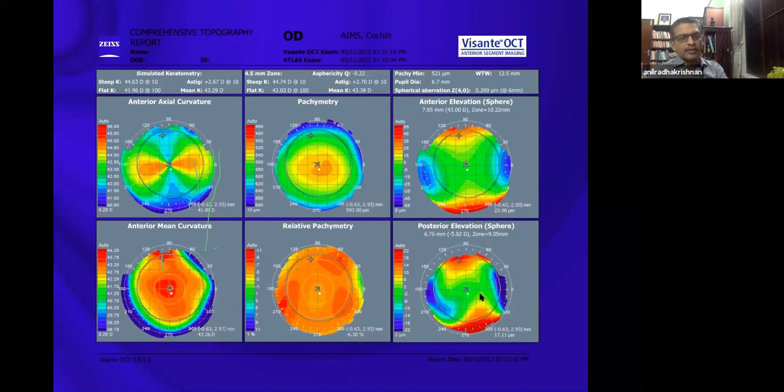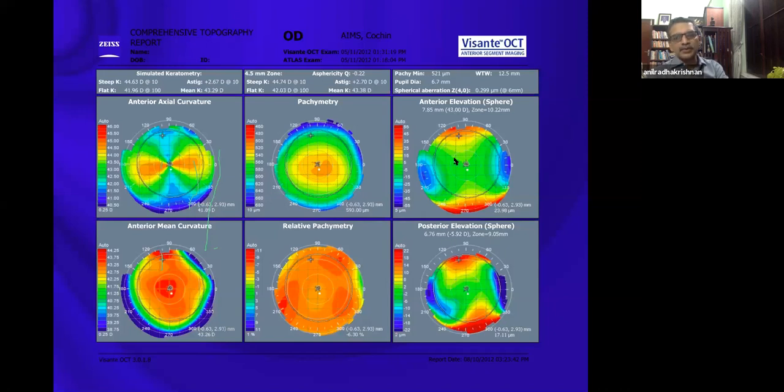This is the device that I'm using there. So it gives also anterior axial curvature. Then there is something called a mean curvature also. So in short, you can quickly look at the cornea and see the mean curvature of the patient, but it's not very useful. The pachymetry map is something useful in that if there is a focal decrease in the pachymetry, you can pinpoint it. And in this relative pachymetry map, up to 10% decrease can be normal. But if it goes beyond 13 or 14%, it is clearly abnormal.